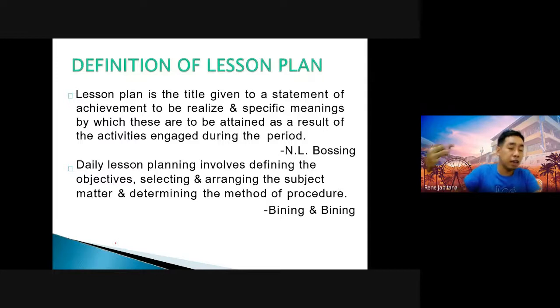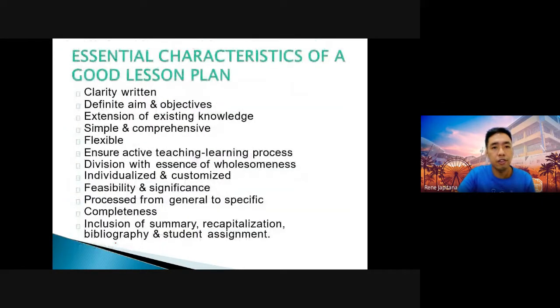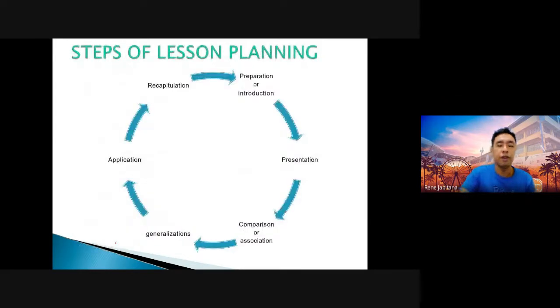We have defined earlier the lesson plan, different definitions. We will skip on this. The functions, we also gave this one. The importance, essential, I think we are done. But on this part, steps on the lesson planning. It's a cyclical method. When I say cyclical, it cycles from preparation or introduction to presentation. Then we have the association or the comparison, then generalization, application. Then before you end, you need to recapitulate, review the things that you have discussed. Then another lesson, prepare again. So it is a never-ending cycle.